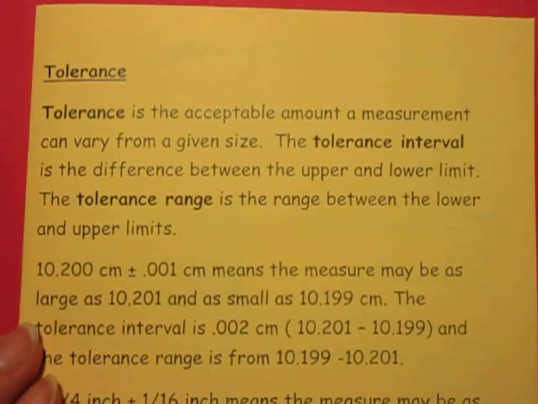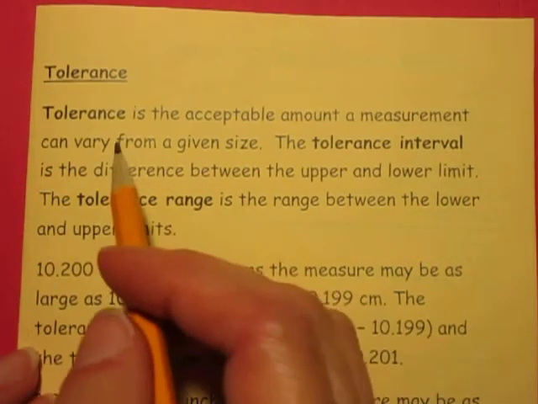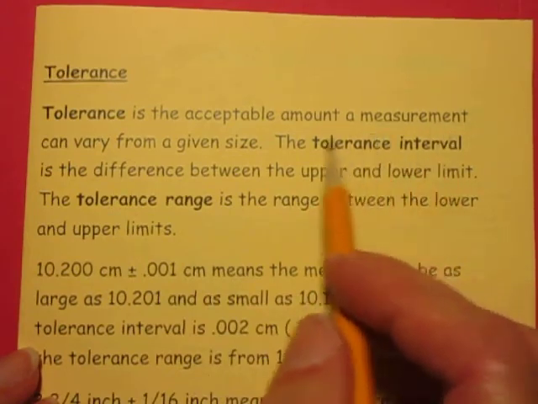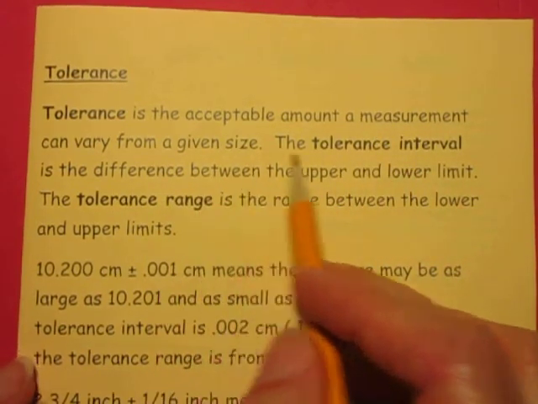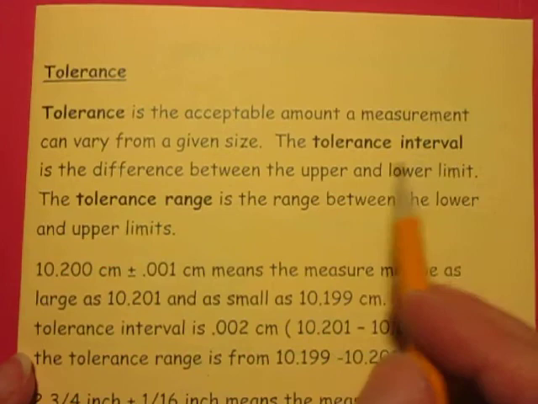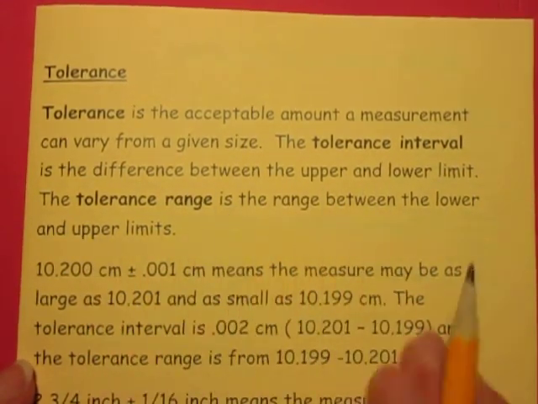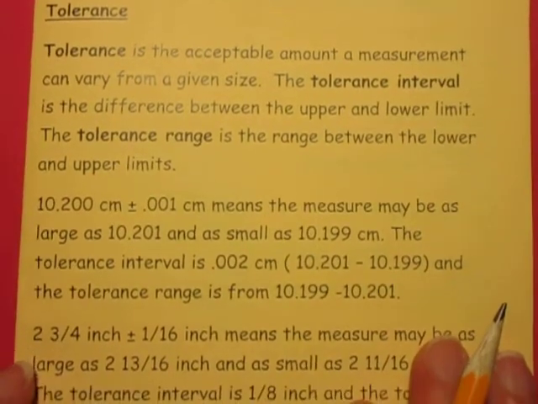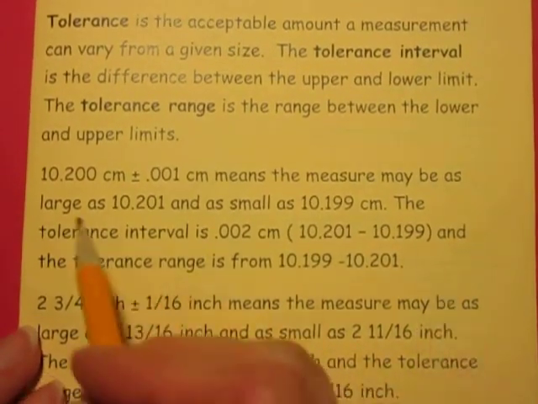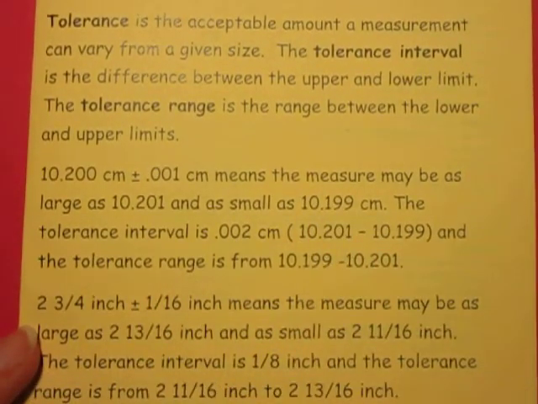If they're advertising 75 meters on their spool, they have to be within, I think we calculated 1.5 meters either above or below that. And so that's called tolerance. And so tolerance is an acceptable amount that a measure can vary from a given size. The tolerance interval is the difference between the upper and the lower limit. The tolerance range is the range between the lower and upper limits. So we're going to do a couple examples. I'll just talk through a couple examples, and then we'll do a couple ourselves.